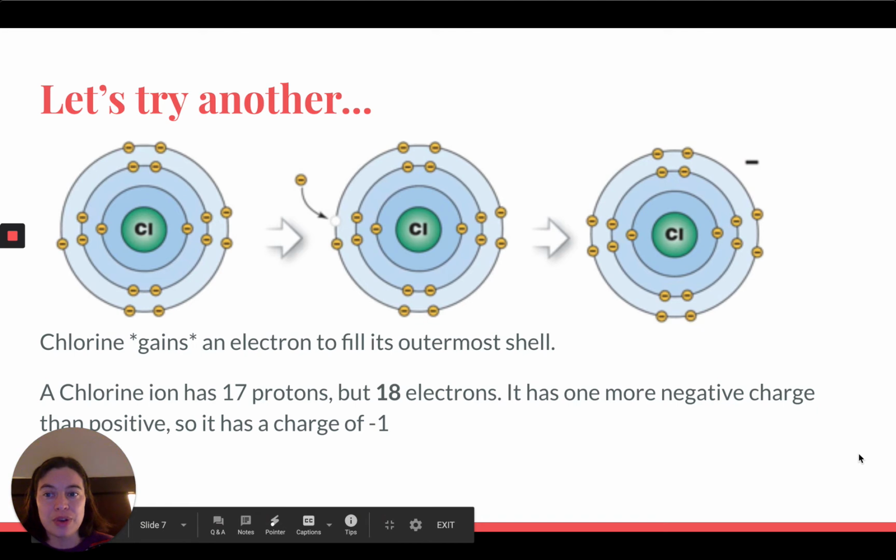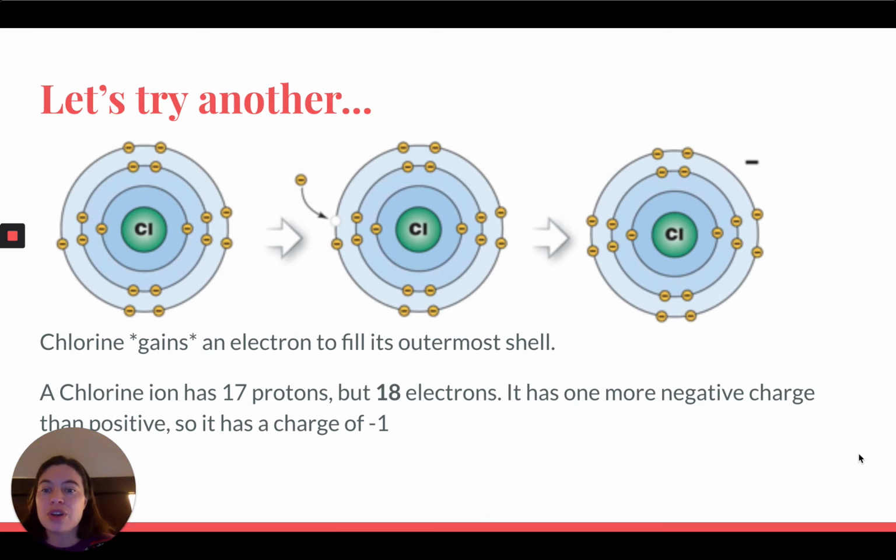Now let's try with chlorine. So here we have chlorine. Chlorine is the element with 17 protons. All chlorines, whether they're atoms or ions, have exactly 17 protons, because having 17 protons is what makes it chlorine.